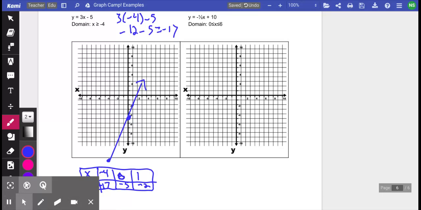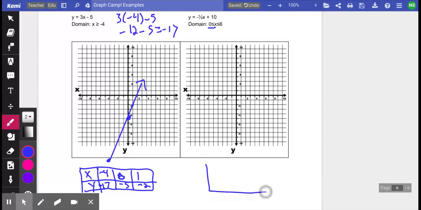All right, last example, we have y equals negative 1/2 x plus 10. This time we have a domain restriction with two values. We know that x is going to be greater than or equal to 0, but also less than or equal to 6. So I'm going to want to use both of those values in my table. I have x and y. So for my lowest value, I'll use 0. For my highest value, I'll use 6.